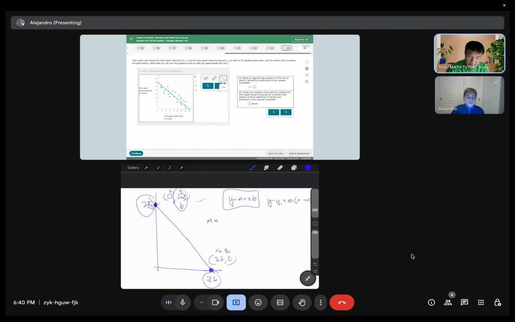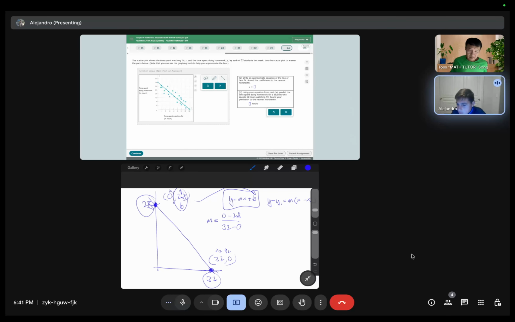And then the B is 28. Okay, the B is 28. So we're going to get the M first. So let's do y2 minus y1, which is 0 minus 28. Double check my math. I would do y2 minus y1, and then x2, which is 32, minus x1, which is 0. But you have to agree with me.